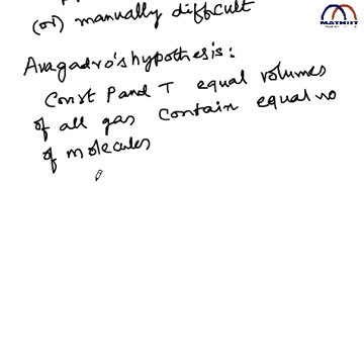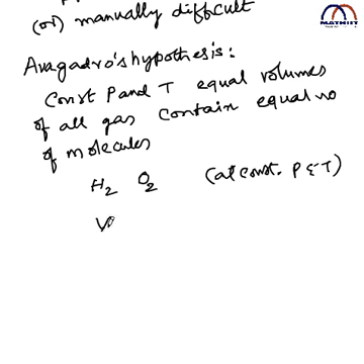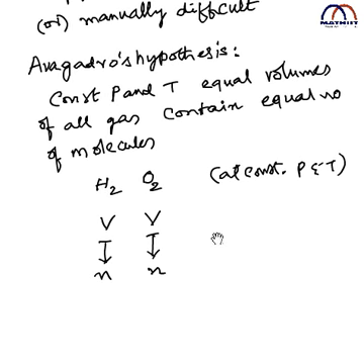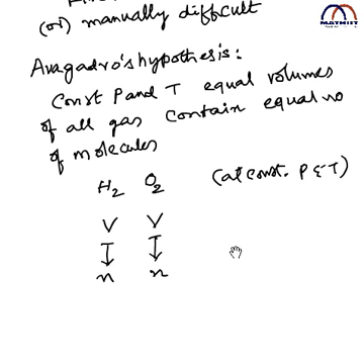Suppose you take hydrogen and oxygen at constant pressure and temperature. Let their volumes be V and V, the same volume I am taking. When you take the same volume, they will contain an equal number of molecules. It will contain n number of molecules. It will also contain n number of molecules there. Right?